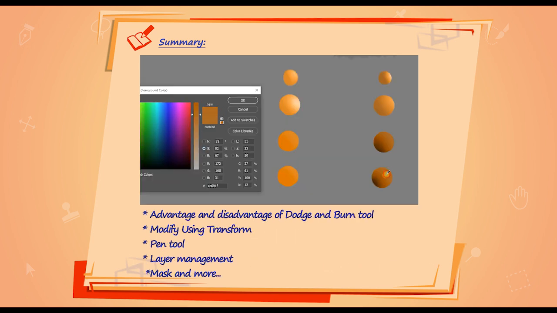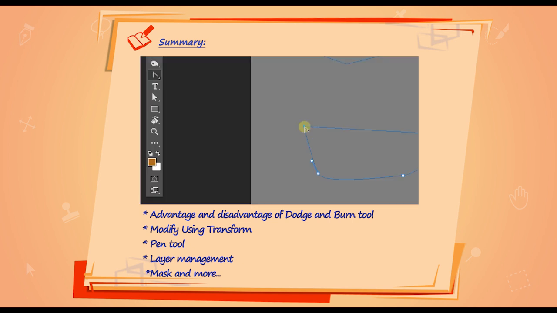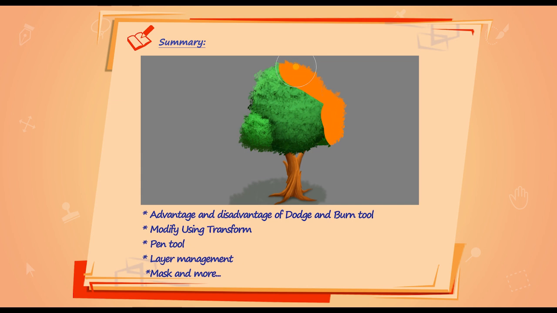Advantages and disadvantages of the dodge and burn tools, modifying using transform, the pen tool, layer management, adding a mask to control the paint area, and more. It is only the summary of this section, but we will cover a lot. So let's start.